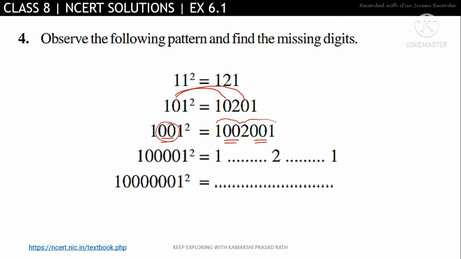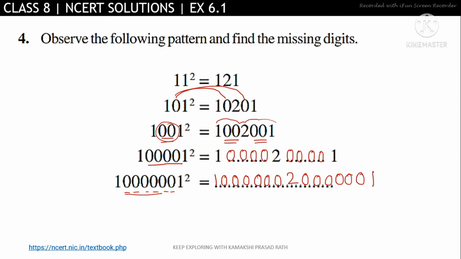So similarly here we see that there are 4 zeros. So I can write 1, then 4 zeros, 2, again 4 zeros, and 1. And the last one, 6 zeros: we start with 1, then 6 zeros, then 2, again 6 zeros, and 1. So whatever the number of zeros, the zeros come in between 1 and 2, and again between 2 and 1.